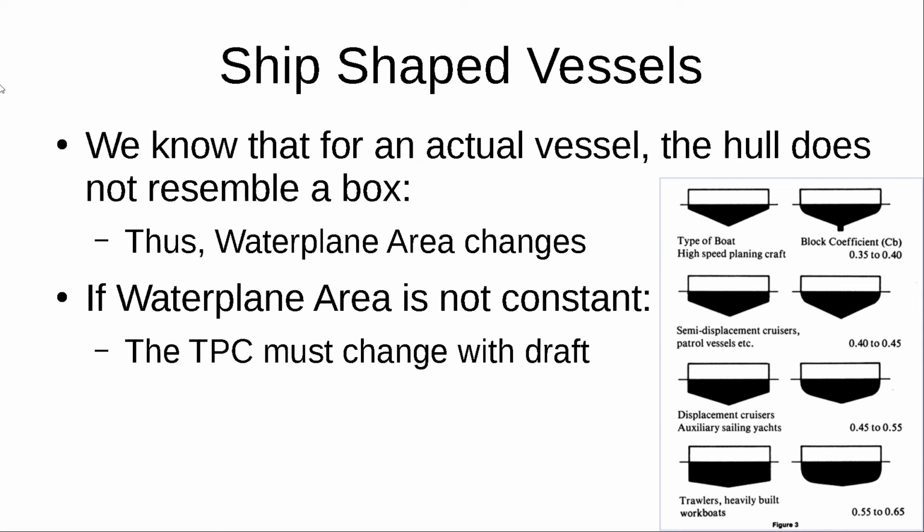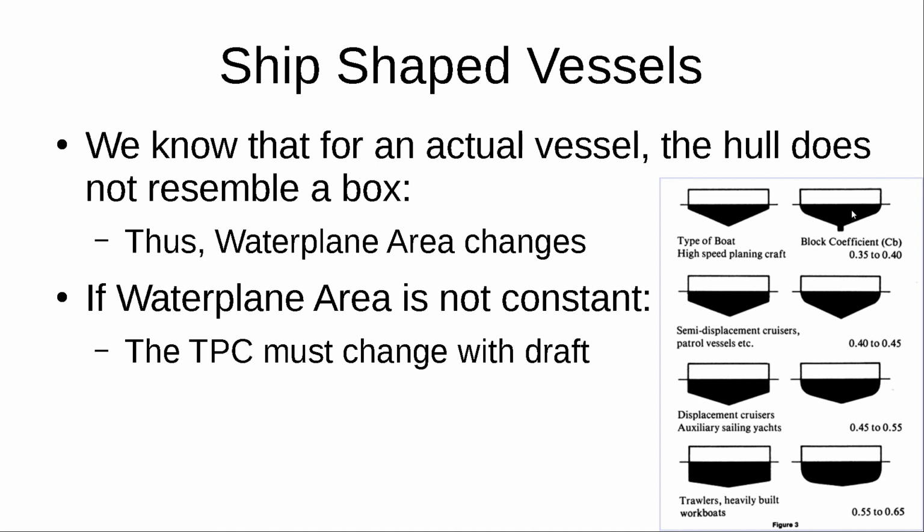Now that we've talked about the TPC for box-shaped vessels, let's talk about actual ship-shaped vessels. So we know that for an actual vessel, the hull does not resemble a box. On the right here is an example of different kinds of vessels. Something you see mentioned here on the right-hand side, the block coefficient, CB. We'll be talking about that in a later video, but essentially, if the CB equals 1, we're talking about a box-shaped vessel. As the CB tends towards 0, that gives more and more fineness to the hull form itself. So you can see inside here, a high-speed planing craft is 0.35 versus a heavily built workboat at 0.65, so it looks more boxy than that.